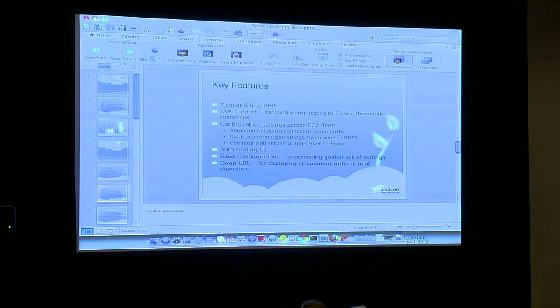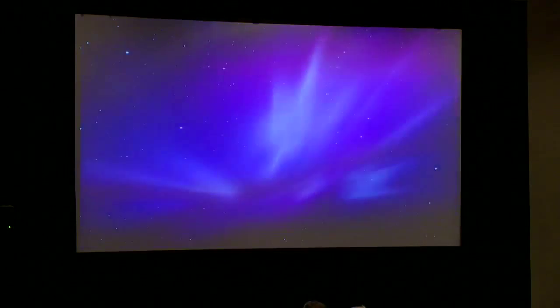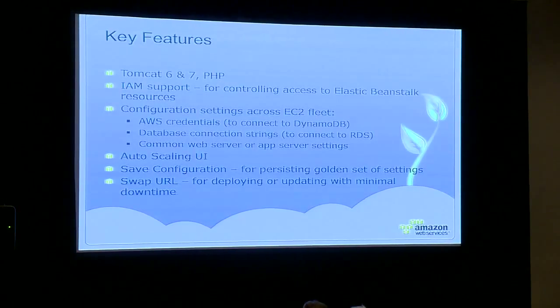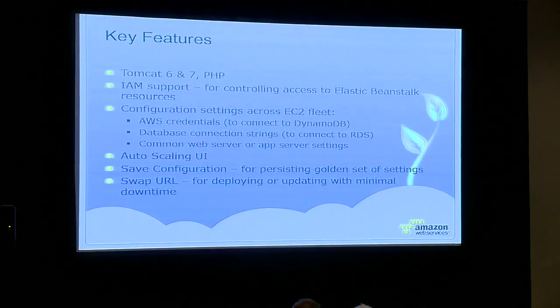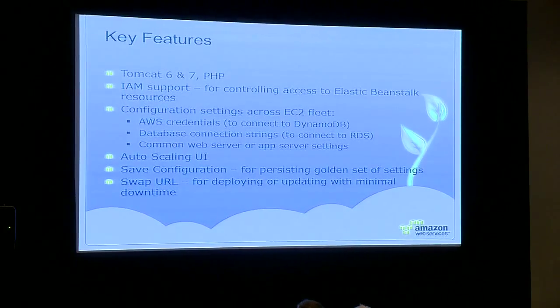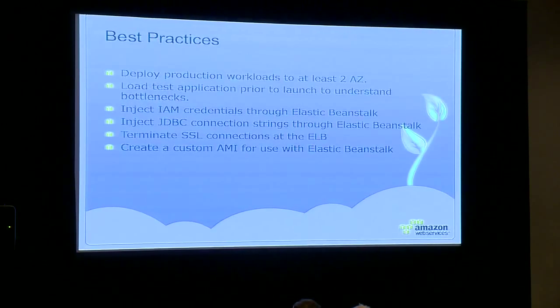We just want to finish out by briefly talking about some of the key features that Elastic Beanstalk offers. So it supports both Java as well as PHP now. IAM support for configuring access to resources in Beanstalk. And it supports all of that kind of configuration you saw across EC2. So managing instances, managing auto-scaling, managing elastic load balancing. And some of the best practices we'd recommend if you're going to do it.